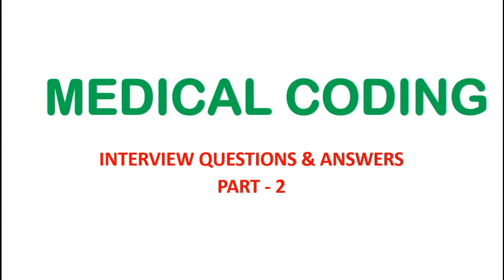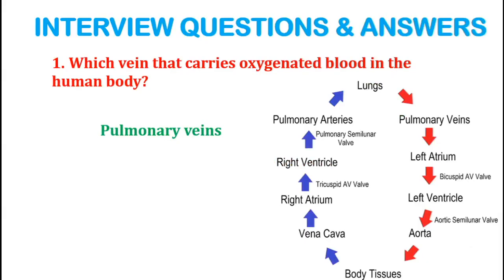So here the first question is, which vein carries oxygenated blood in the human body? Here the answer is the pulmonary vein. So first, look at the chart. Here I have mentioned the body tissue. From the body tissue, the deoxygenated blood enters into the vena cava. Deoxygenated blood enters into the right atrium through the superior vena cava and inferior vena cava.